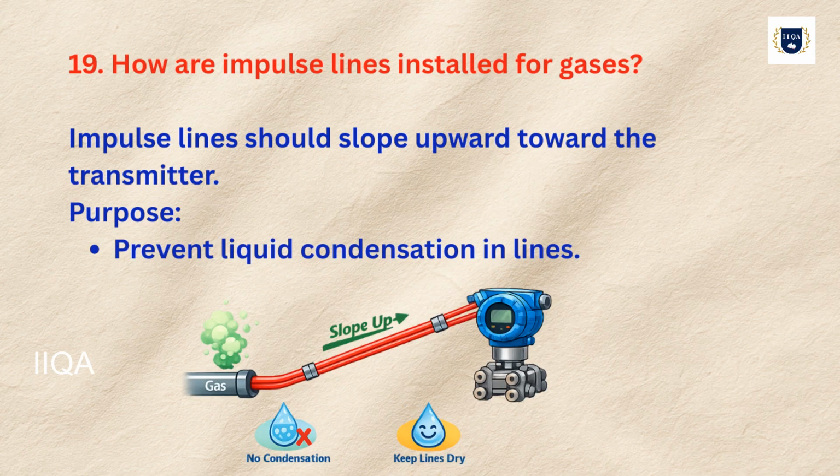How are impulse lines installed for gases? Impulse lines should slope upward toward the transmitter. Purpose: prevent liquid condensation in lines.